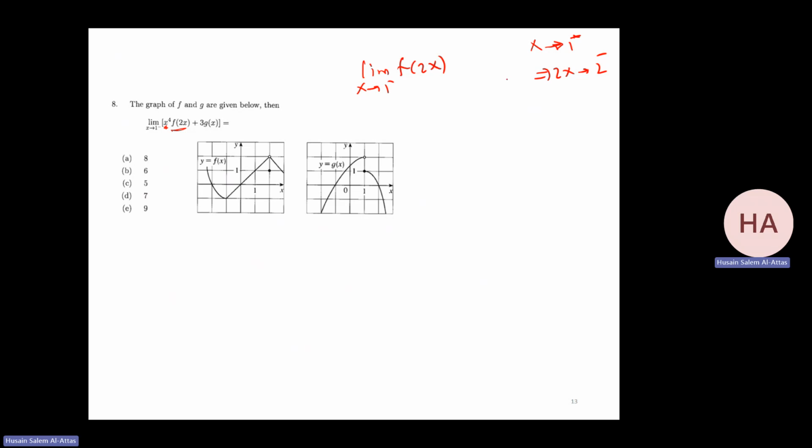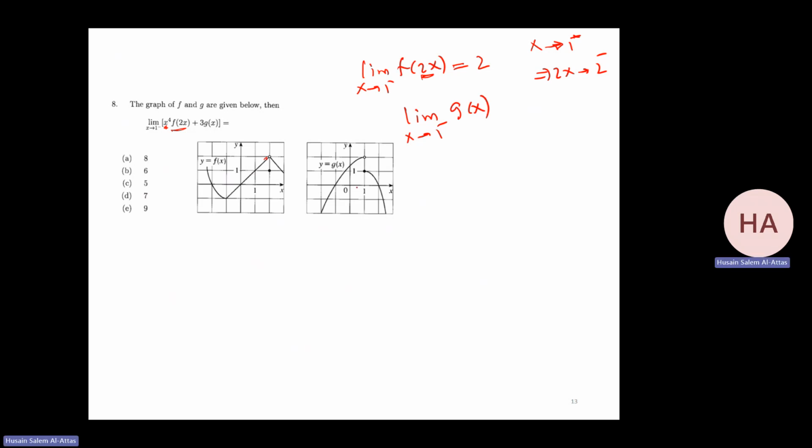So now I check the limit as it goes to 2 from left for f. Because 2x goes to 2 from left, I need to find f of this. This is 1, this is 2 from left, so it will be here. That gives me 2. So that will be 2. Now check the limit as x goes to 1 from left of g of x.